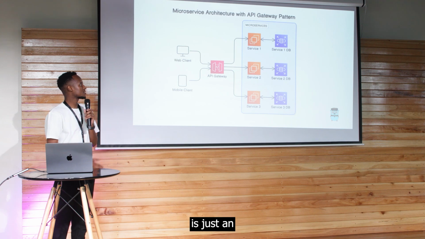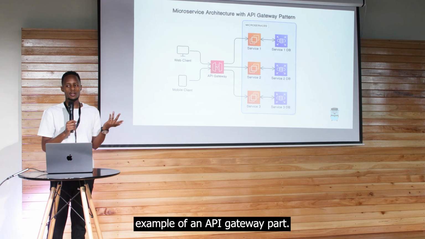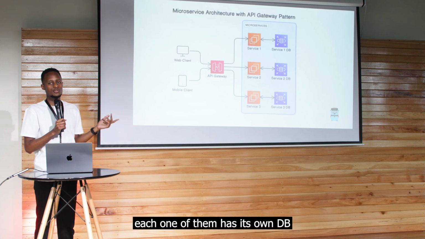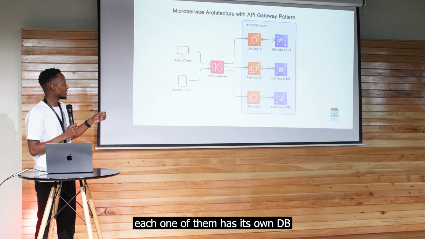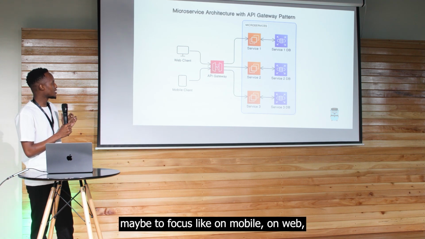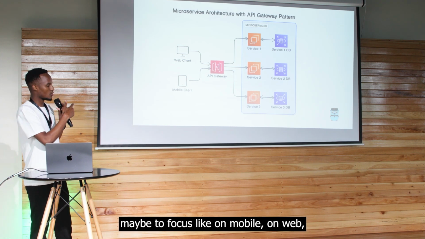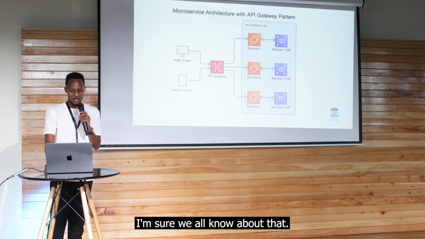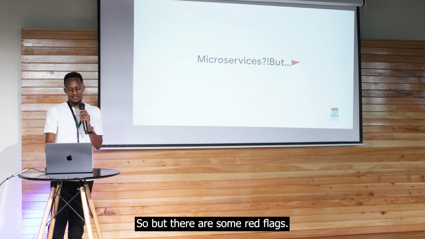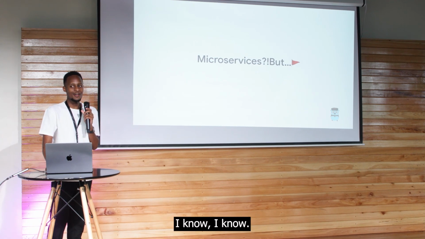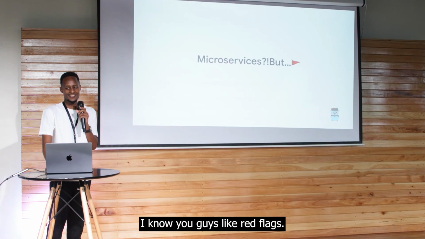and this is just an example of an API gateway pattern. So we have services there, and each one of them has its own DB, plus an API gateway. So if you want to focus on mobile or web, it's just an example. I'm sure we all know about that. But there are some red flags. I know you guys like red flags a lot. I don't.